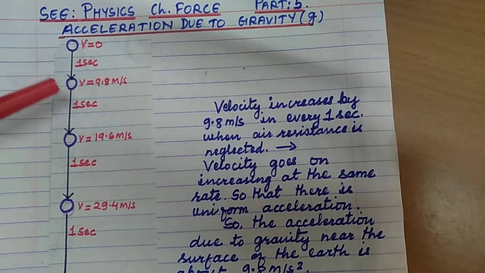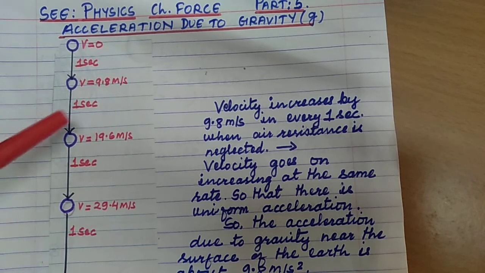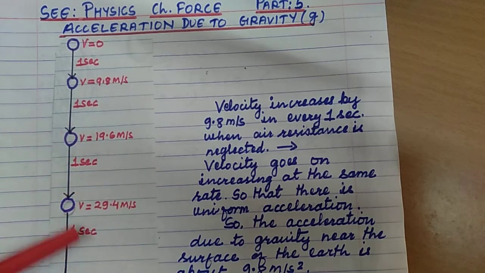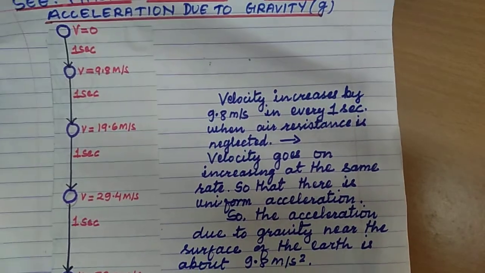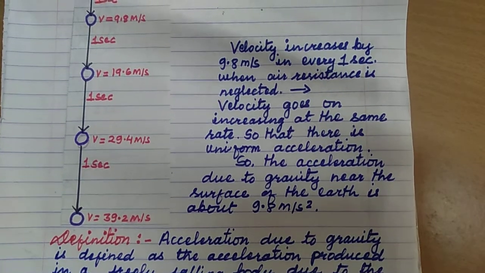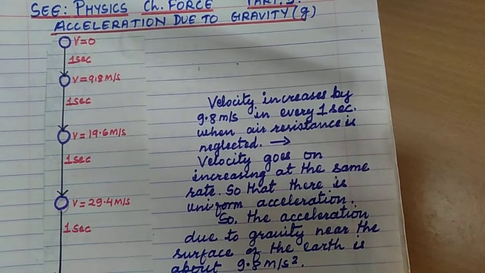After 1 second, if you measure the velocity, it becomes 9.8 meter per second. And again after the next 1 second, velocity is 19.6 meter per second. Again after the next 1 second, velocity is 29.4 meter per second. And after 1 second, again 39.2 meter per second. So velocity has increased by 9.8 meter per second each time. That is why it is acceleration.